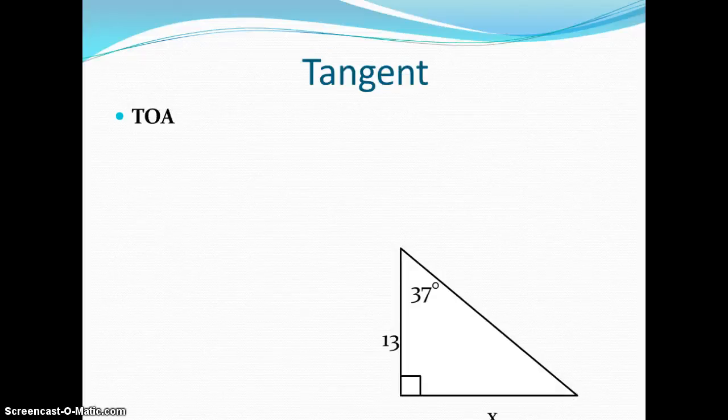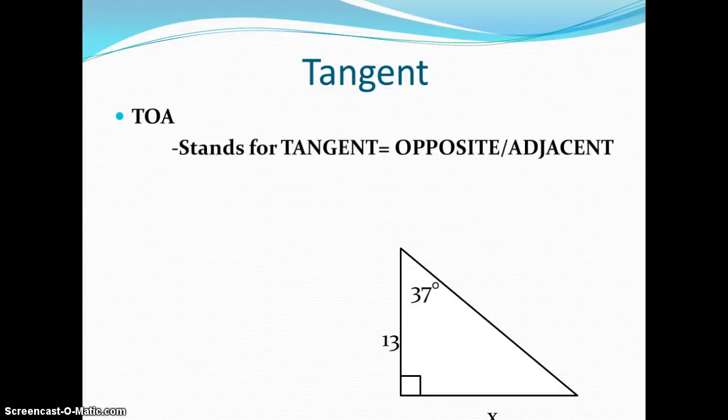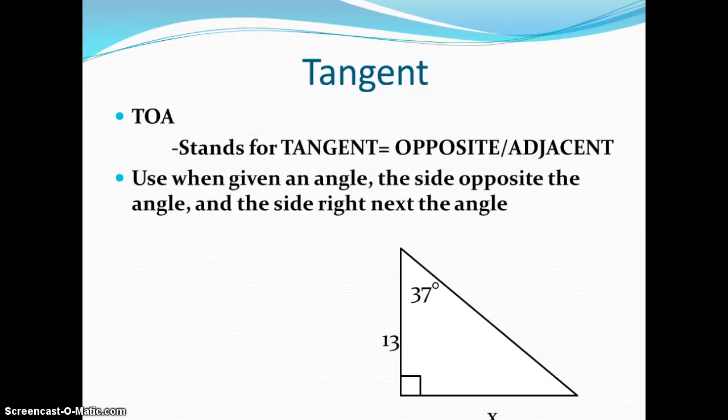Finally, tangent, T-O-A. This stands for the tangent equals the opposite over the adjacent. So we're going to use this when given an angle, the side opposite the angle, and the side right next to the angle. So down in our picture we have 37 degrees.